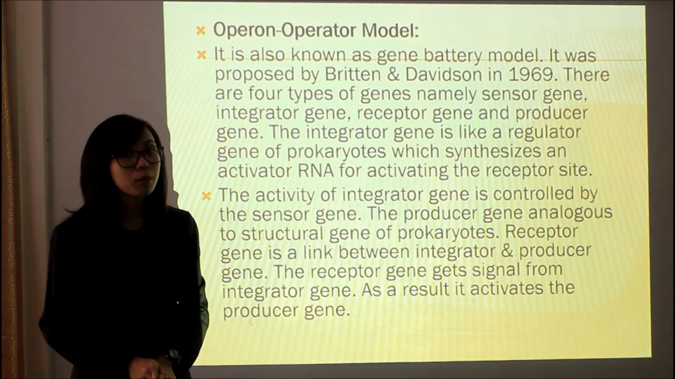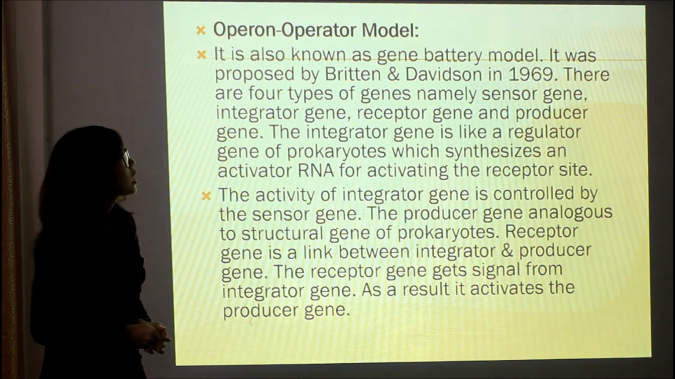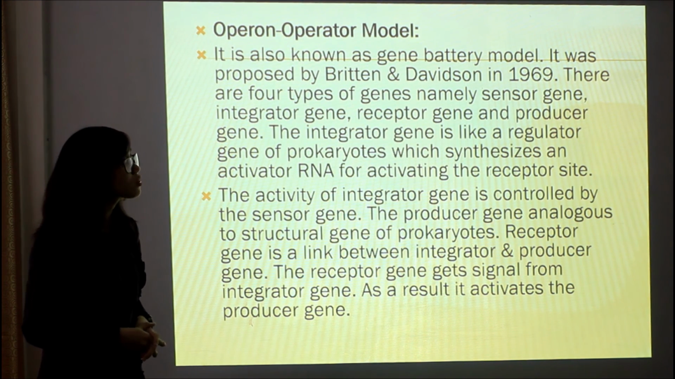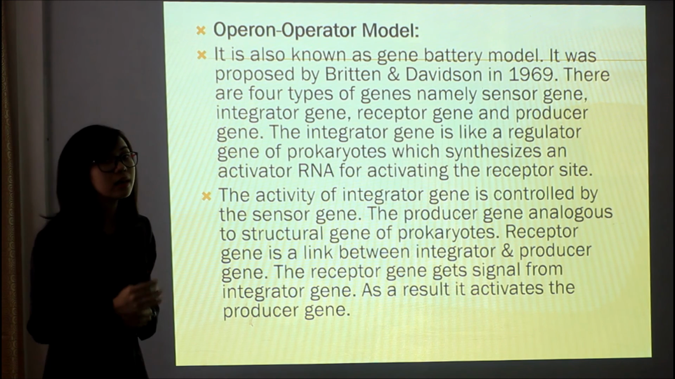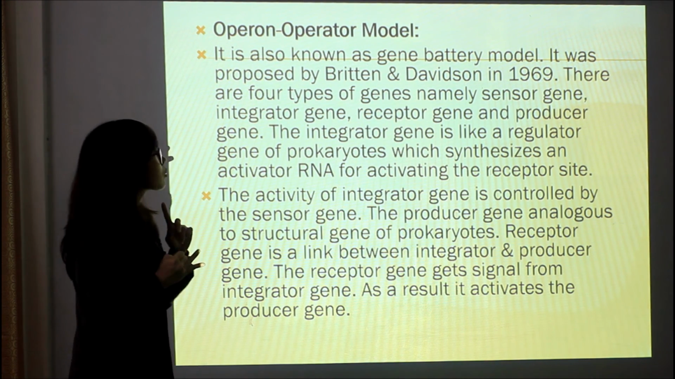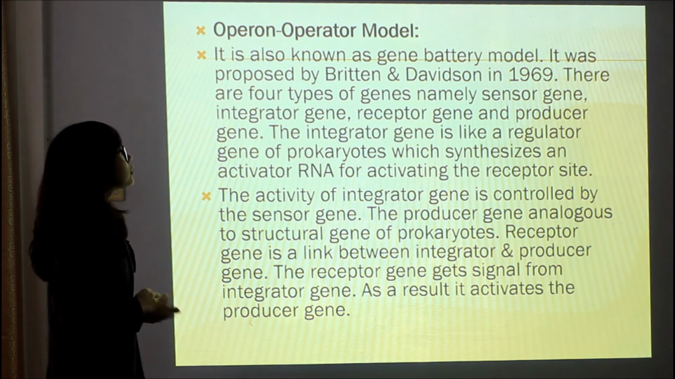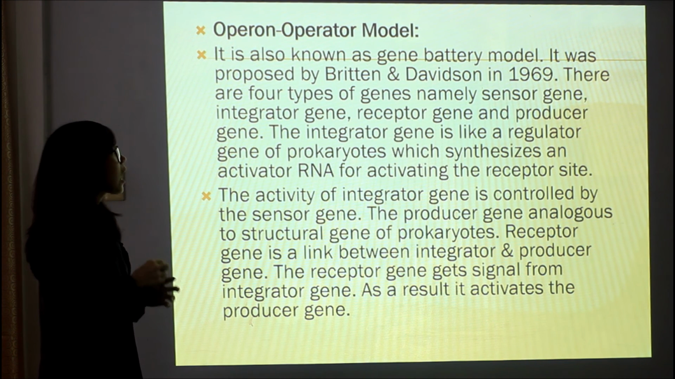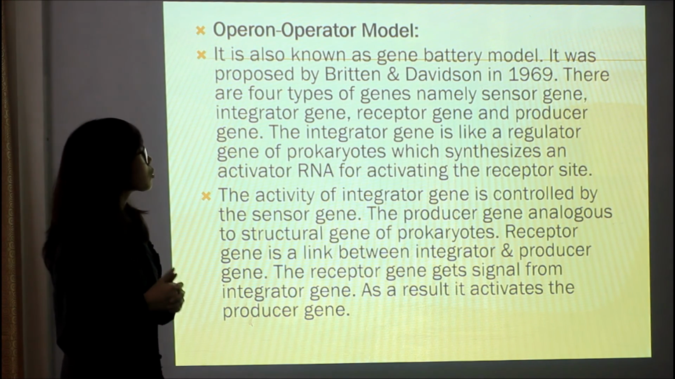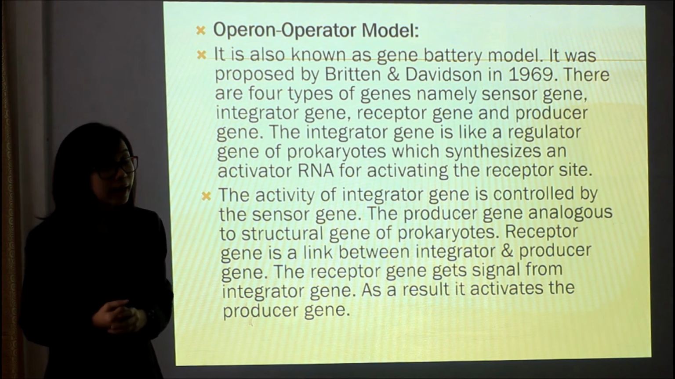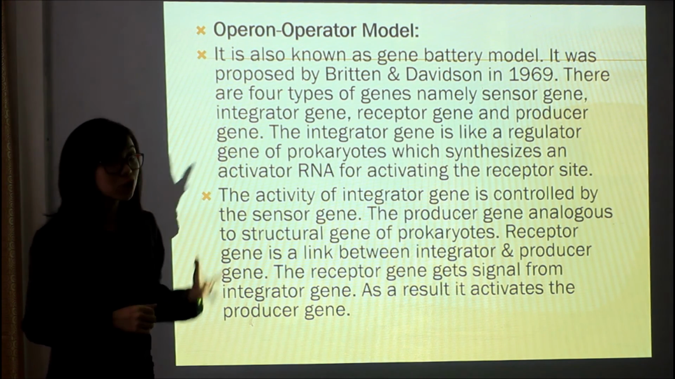Operon operator model. It is also known as gene battery model. It was proposed by Britten and Davidson in 1961. There are 4 types of genes, namely sensor gene, integrator gene, receptor gene, and producer gene. The integrator gene is like a regulator gene of prokaryotes, which synthesizes an activator RNA for activating the receptor site. The activity of integrator gene is controlled by the sensor gene.